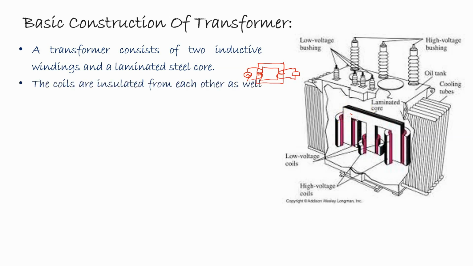The coils are insulated from each other as well as from the steel core. Definitely, if the coils are not insulated, then there will be chances of short circuit. That's why the coils are properly insulated so that there will be no chance of short circuiting between the high voltage and low voltage windings as well as between the core and the coils.